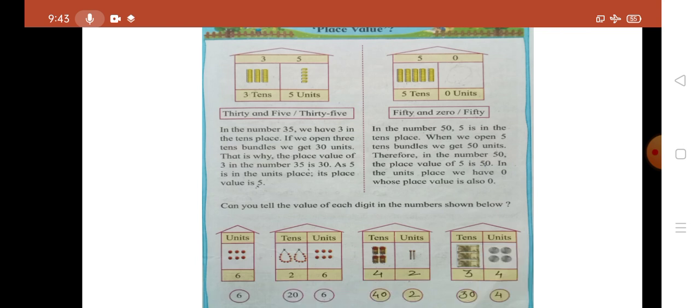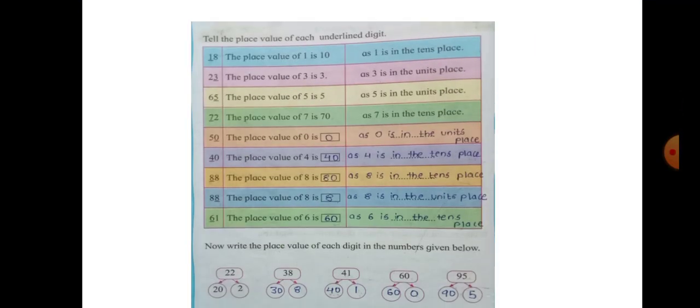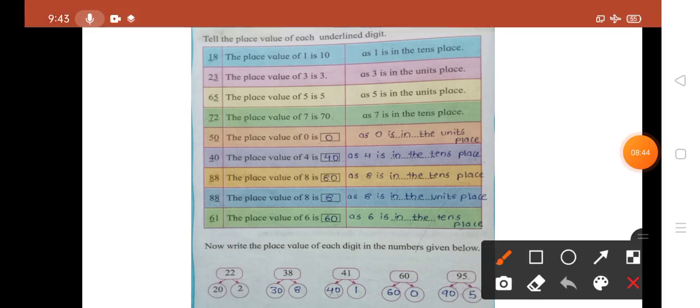Okay students, now turn the page. See the page number 16. Okay, tell the place value of each underlined digit. So there are some numbers, and in each number one digit is underlined. See the first one here. In the first number there is 18. The number 1 is underlined. The 1 is in tens place, so the place value of 1 is 10 as 1 is in the tens place.